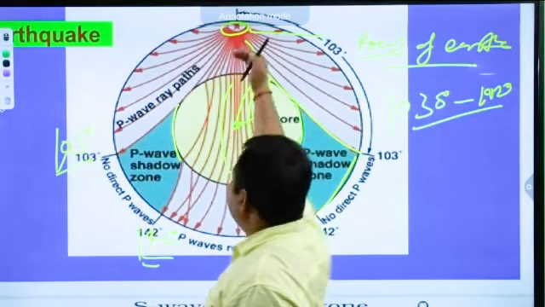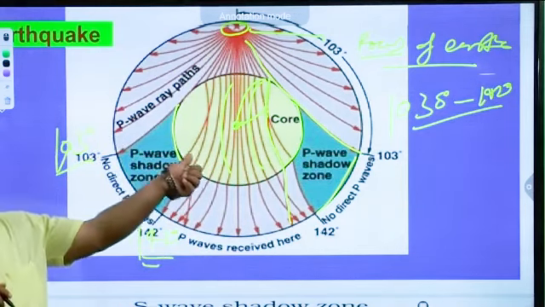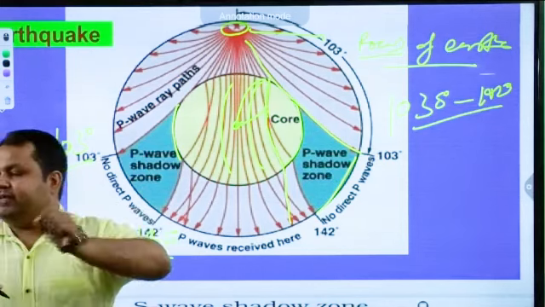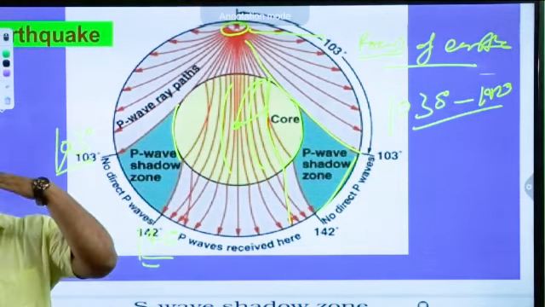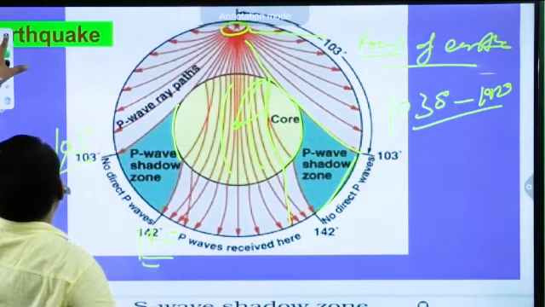It shows that there is higher density of the core inside of Earth compared to the other portions. Means seismic waves explain about the changing pattern of the density, changing pattern of the what? Density.